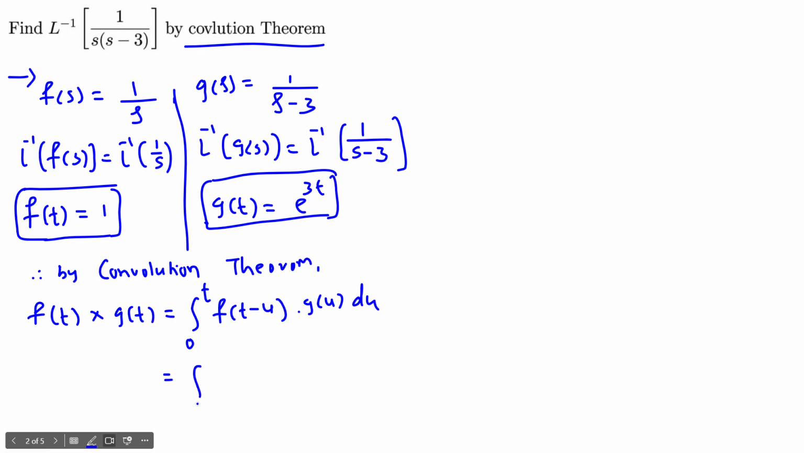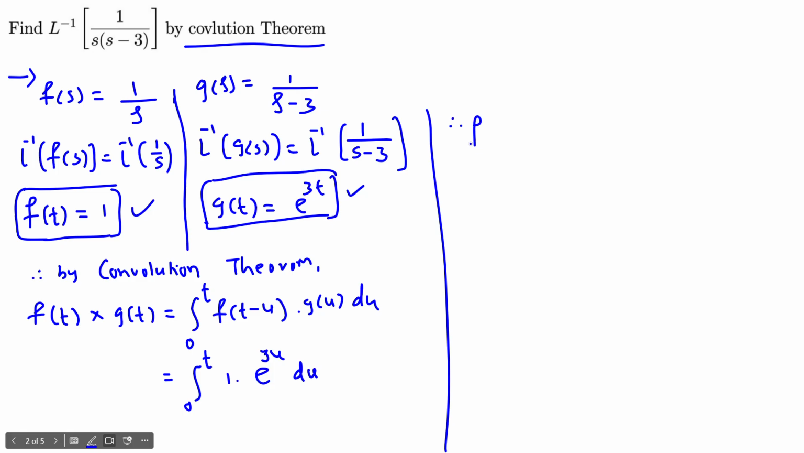So it is equal to the integration with limits 0 to t. Now you can see here f of t is equal to 1. So in f of t you have to replace t by t minus u, but here they haven't given the value of t, only 1 is there, so you can't put t minus u instead of 1. So 1 will be as it is, into g of u. In g of t you can see e raised to 3t is there. So in g of t, instead of t what do you have to put? u. So I can directly put g of u is equal to e raised to 3u, so instead of t I'm putting u, so e raised to 3u du.